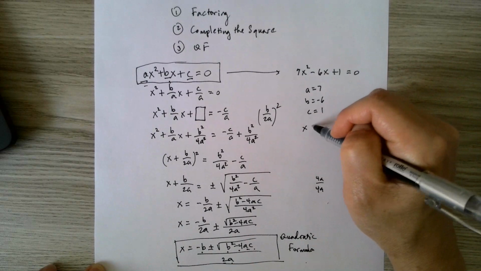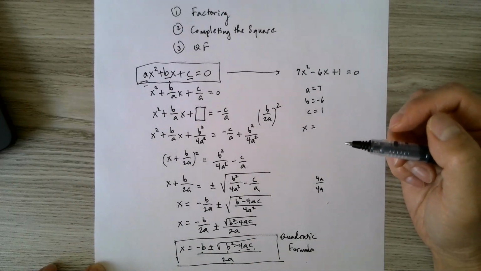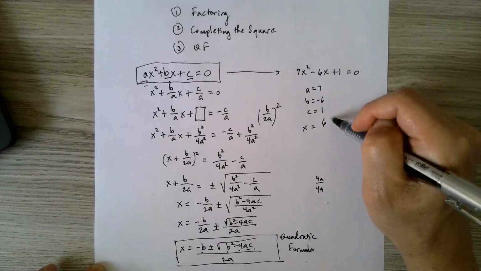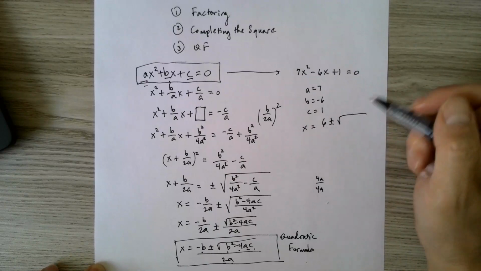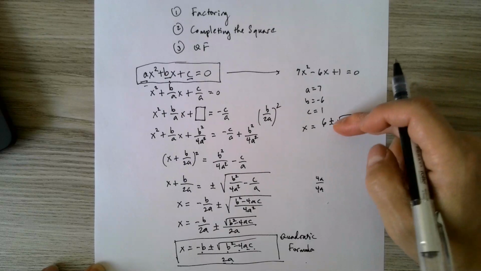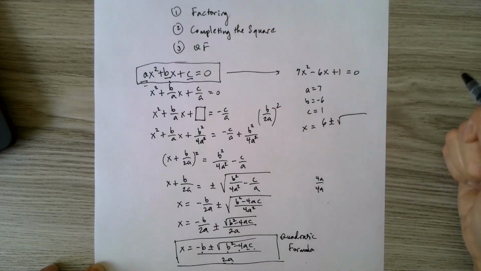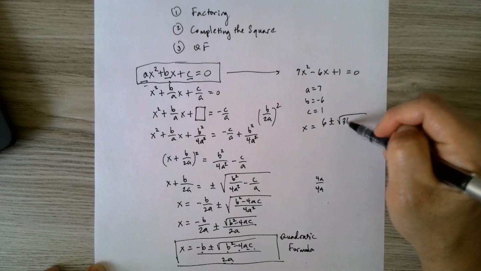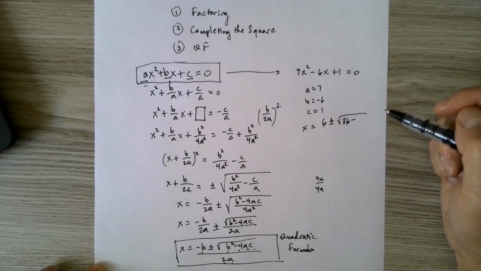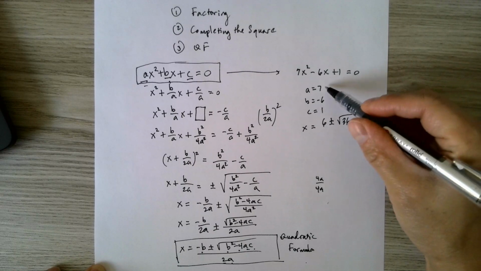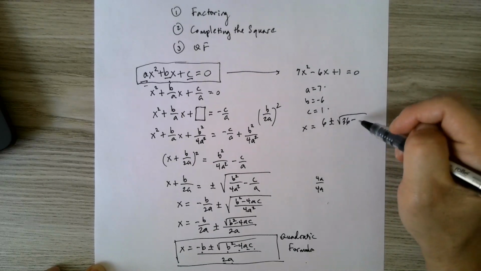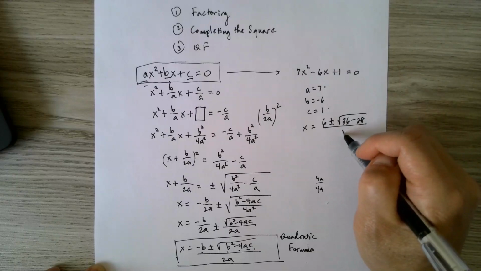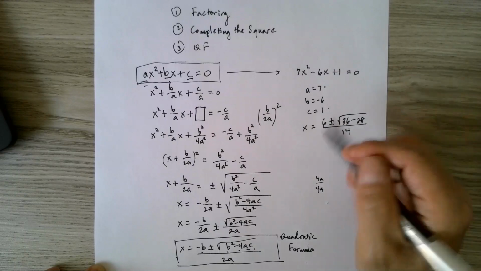So, according to the formula, x equals -b. b is already -6, so 6 plus or minus. And I leave the plus or minus in there because x is going to be two values, right? Plus or minus the square root of b squared minus 4ac, over 2a. And then simplify.